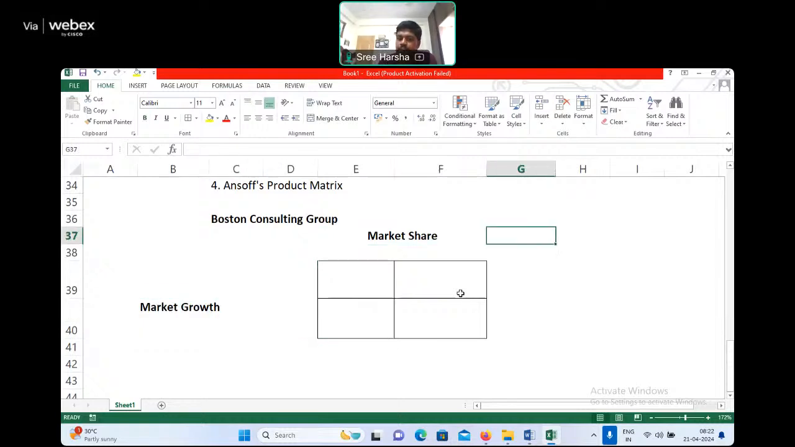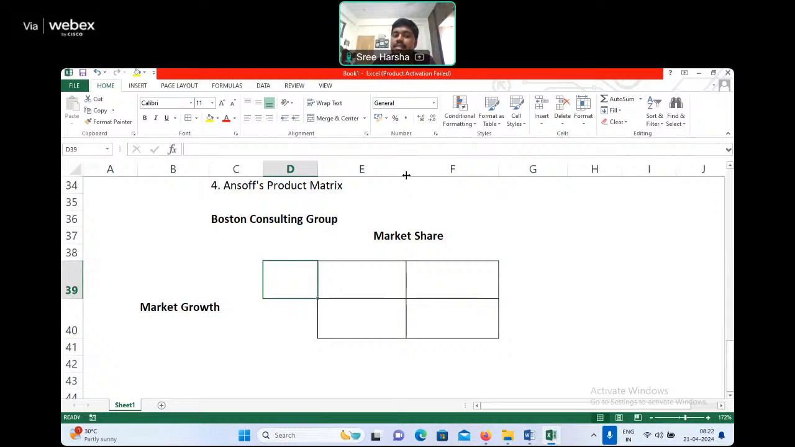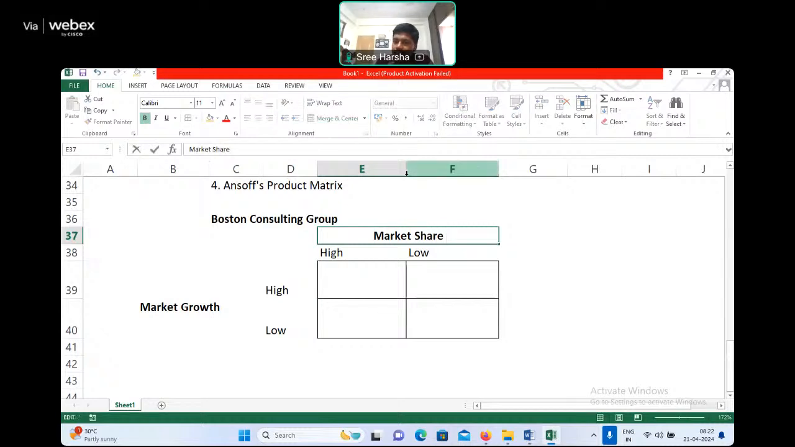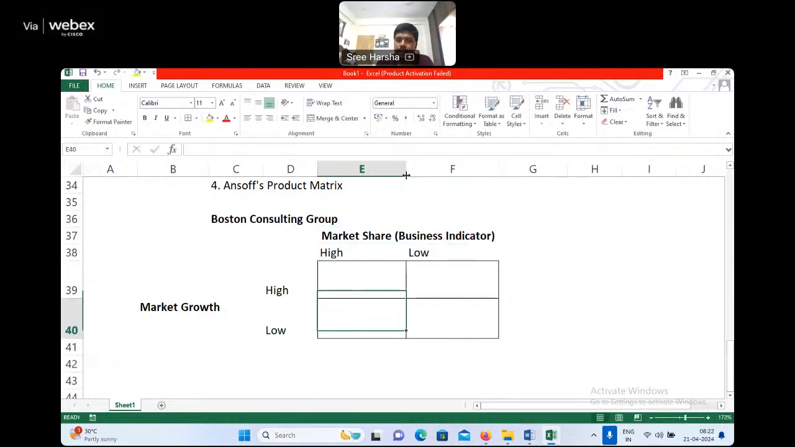So based on 2 factors, you divide all your businesses, because in your portfolio, in Tata Group's portfolio, there are multiple businesses. Divide all these businesses into these 4 categories. Market share might be high, market share might be low. Market growth might be high, market growth might be low. So basically what they are saying is, market share is our business indicator, whereas market growth is nothing but an industry indicator. How is our industry performing?